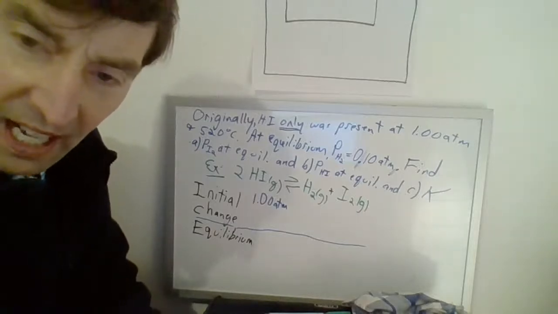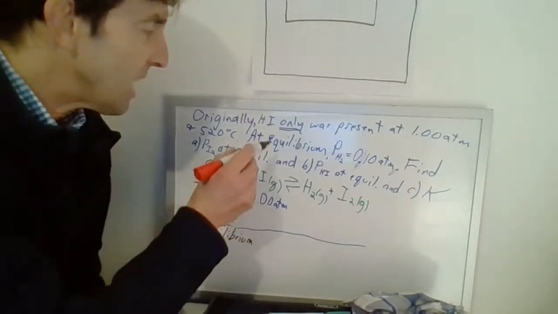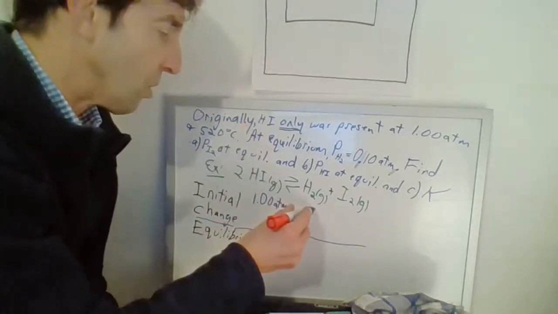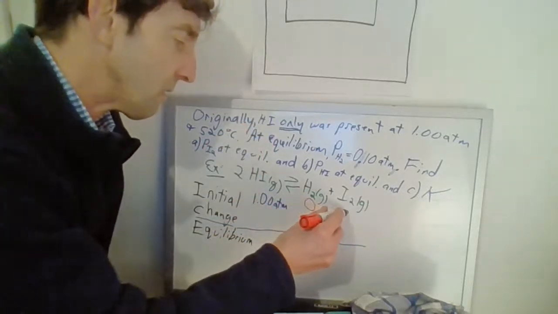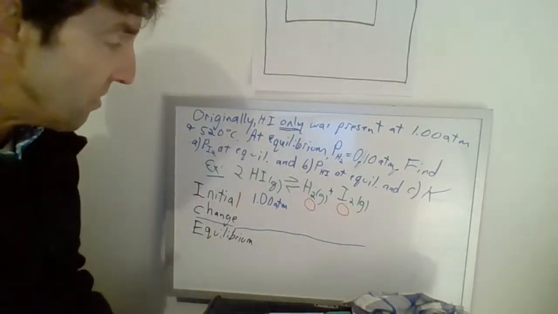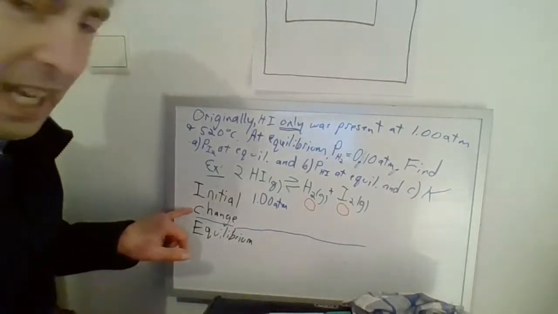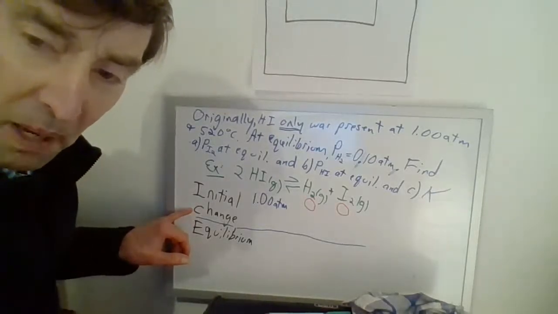Okay, so how much H2 and I2 are there? You got it. Yes. Good, 0. So if it says I only got one chemical, here's what you do. I have none of the others, okay? Initially, I have no H2 or I2. Okay, the change is something we've got to do some thinking about.